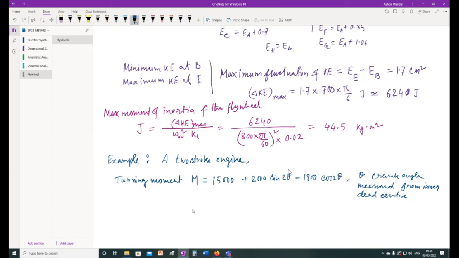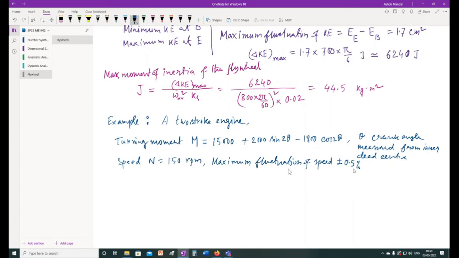The speed of the engine is given. Speed is given, that is 150 RPM, and maximum fluctuation of speed is also given. It is given that it should not go beyond plus minus 0.5%. So it should not go beyond plus minus 0.5%. That means the range is minus 5% to plus 5%. Okay, that is the case.